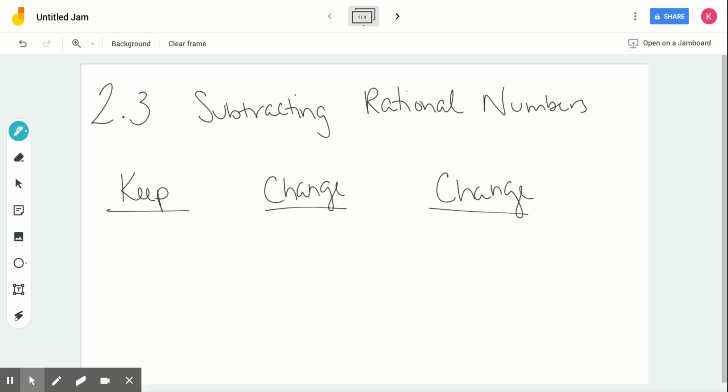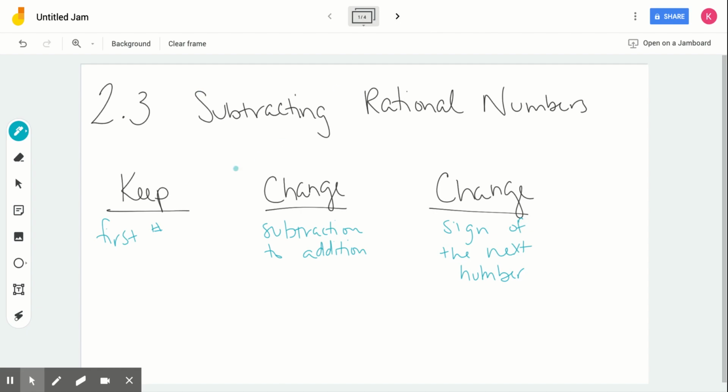Today we're going to be talking about lesson 2.3, subtracting rational numbers. When we're subtracting rational numbers, just like when we subtracted integers, we're going to use the rule keep, change, change. We're going to keep the first number, change subtraction to addition, and change the sign of the next number, just like we did in chapter 1.